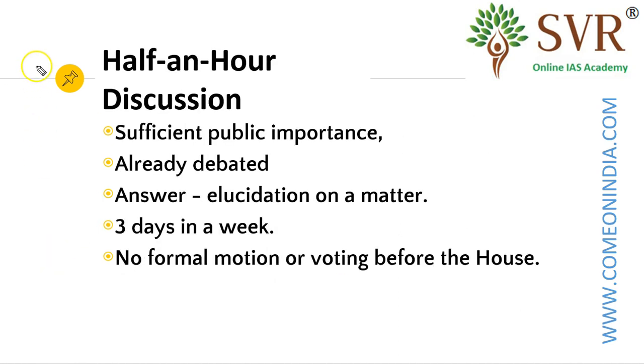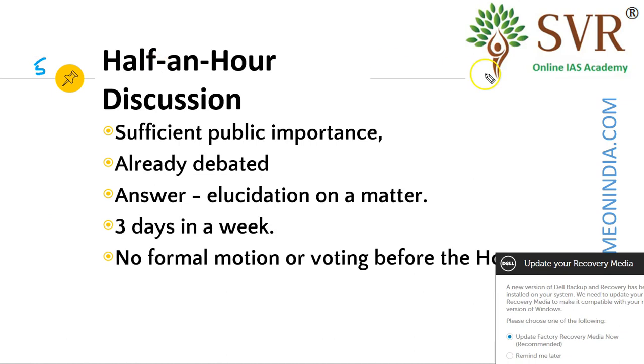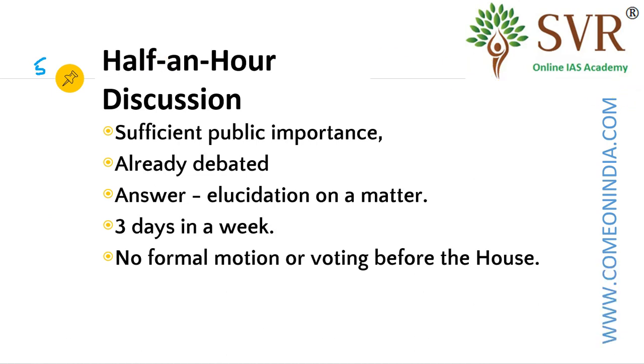After point of order, the next important parliamentary proceeding device is the half an hour discussion. The half an hour discussion can be used as a parliamentary device in the House of Parliament whenever a matter of sufficient public importance has already been discussed and debated in the Parliament of India, but still an elucidation or answering is needed on certain matters of the case. In such scenarios, the half an hour discussion can be used.